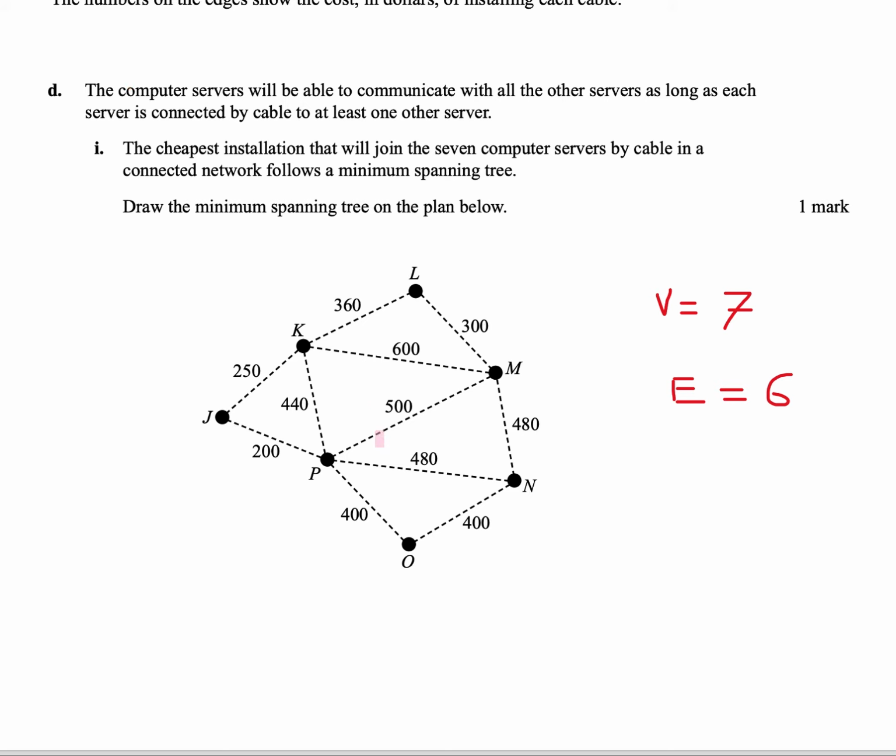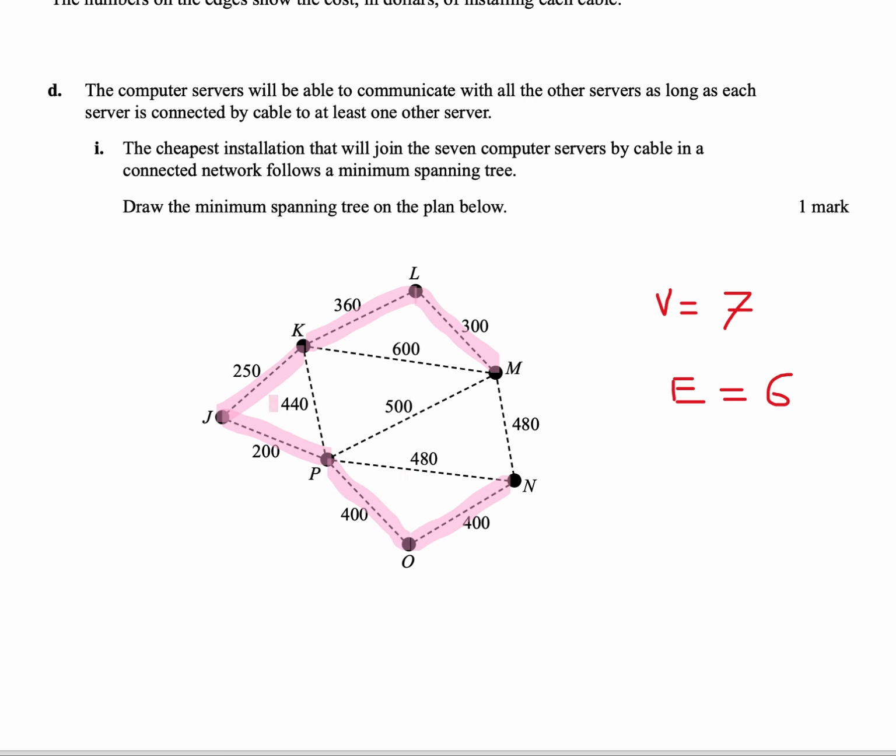And again, start with the smallest edges and keep going to the next smallest so long as you don't create a circuit. So J to P of 200 is the smallest one. Next smallest looks like it's 250. And then the next smallest after that, we've got a 300 over here. We've got a 360. Right, so we've done 1, 2, 3, 4 edges. Next smallest look like the 2 400s down here. So this is a nice easy one actually, because all these edges that we're picking, all the smallest ones, are not going to create a circuit.